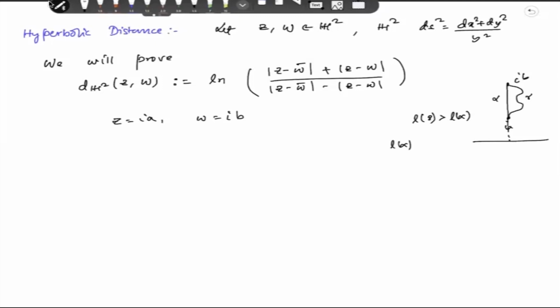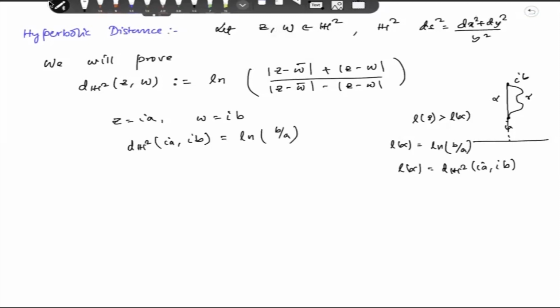And the length of alpha is nothing but log of B by A, and alpha is the geodesic, meaning the length of alpha is exactly equal to the distance between iA and iB. So for these two points Z equals iA and W equals iB, we have already proved this. The distance between iA and iB is log of B by A.